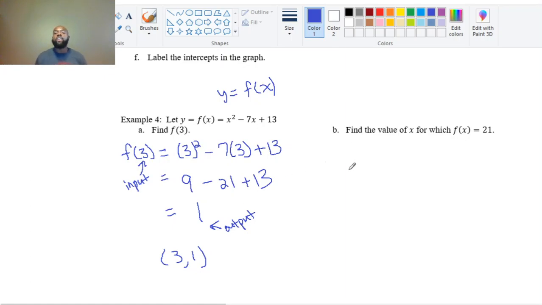Part B, find the value of x for which f of x equals 21. Well, f of x is here. We're replacing f of x with 21. Now, f of x is given by x squared minus 7x plus 13. That's the algebraic expression, the rule for this function. It takes your x's and replaces them in this formula here. And we're saying that when you do that, your result is 21.